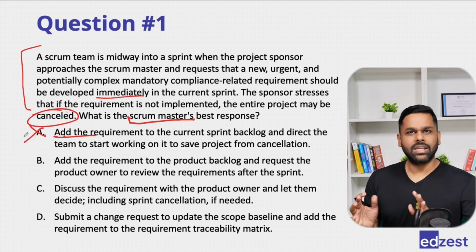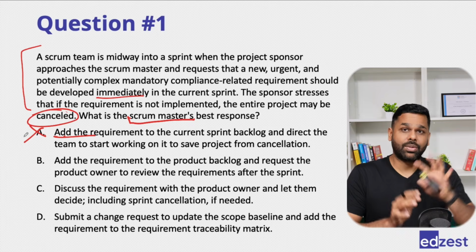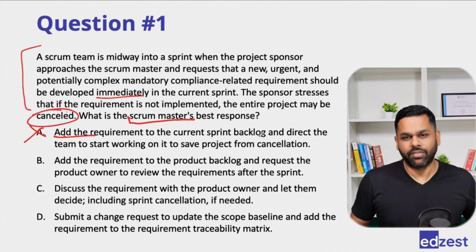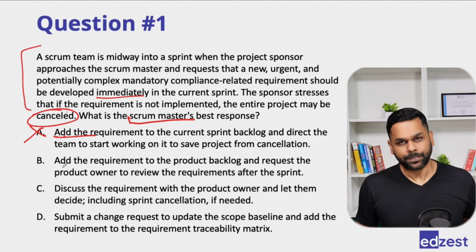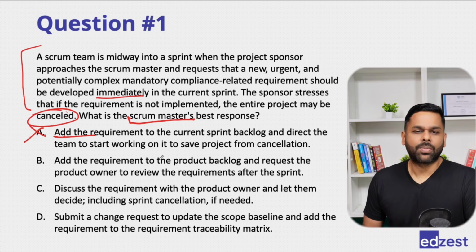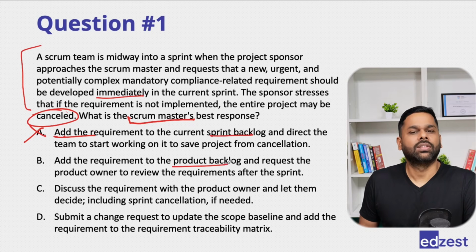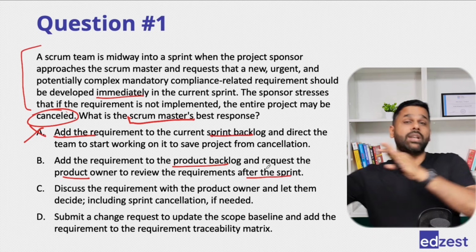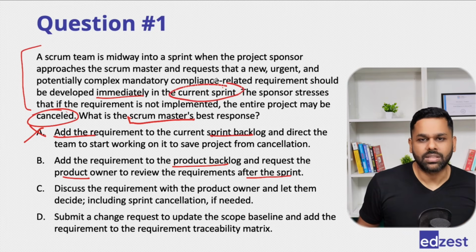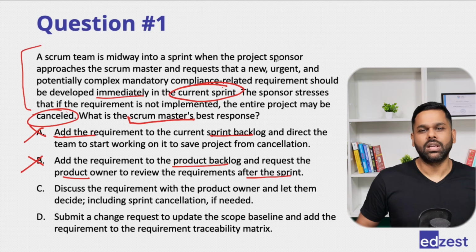See, it's very easy to find a mistake, because for an option to be wrong, you just need to find one mistake. For an option to be correct, it has to be correct from all the different aspects. Every word, every phrase needs to be correct. But for it to be wrong, just need one mistake. Can I add it? No. Eliminate. B. Add the requirement to the product backlog. Again, see, neither we could do it to sprint backlog, nor we can do it to product backlog. And request the product owner to review the requirements after the sprint. So we are saying that I will add into the backlog, then the owner will get involved, and after the sprint we will see. The sponsor is saying do it in the current sprint.